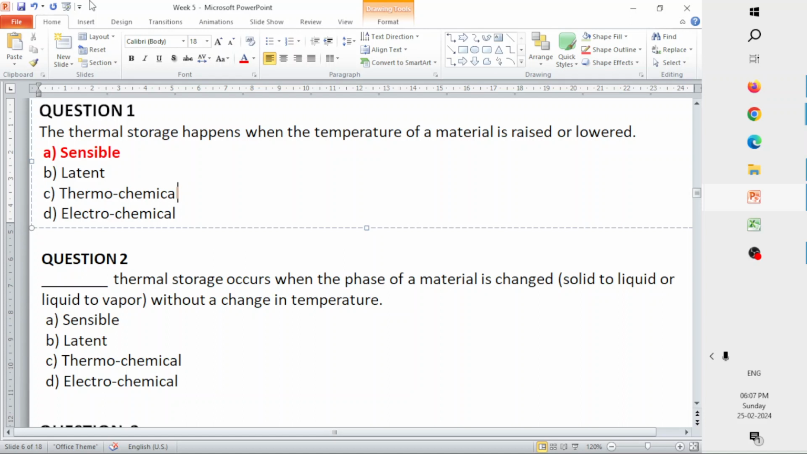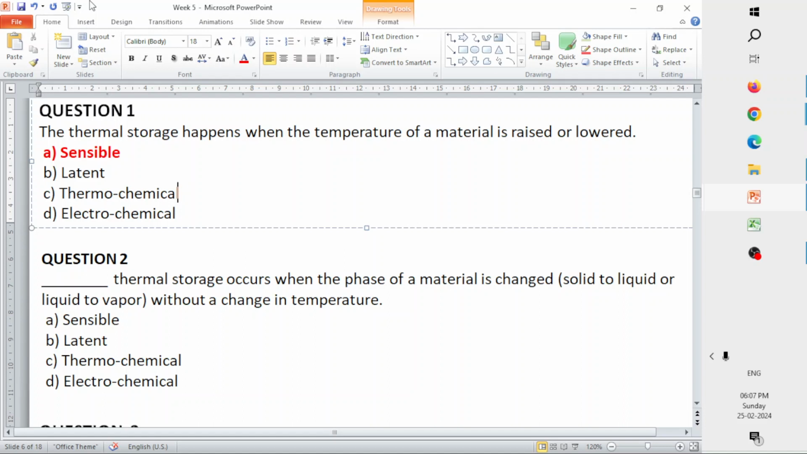Next is thermochemical. As I said, here the reactions are reversed, and the endothermic reaction progresses first. Some amount of energy is absorbed and goes to the product. That product, whenever you require, you can reverse the reaction and that energy can be released.